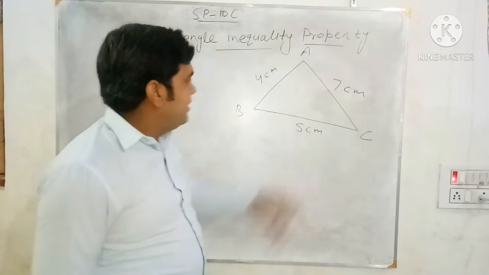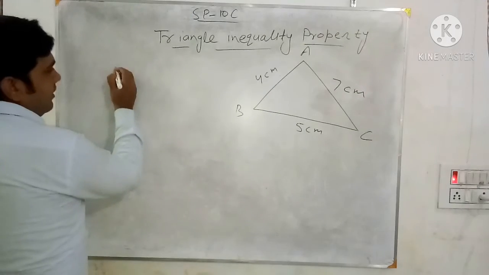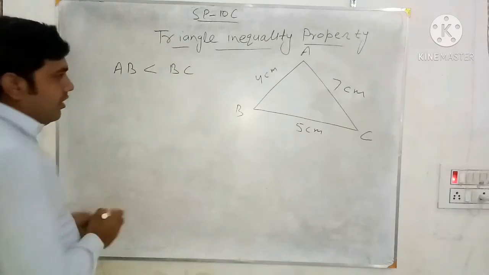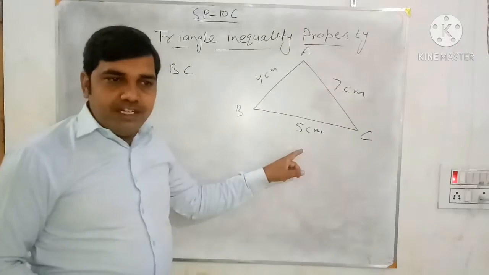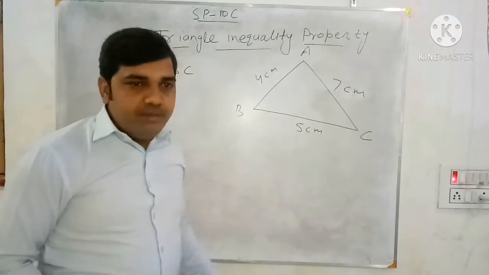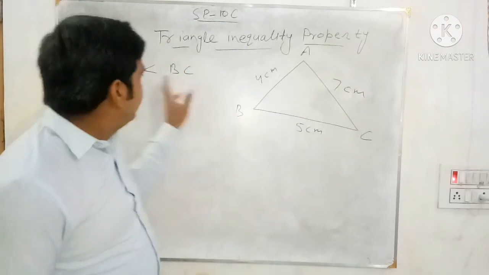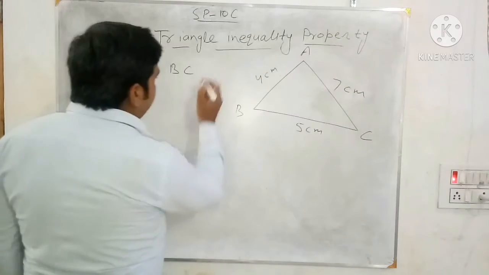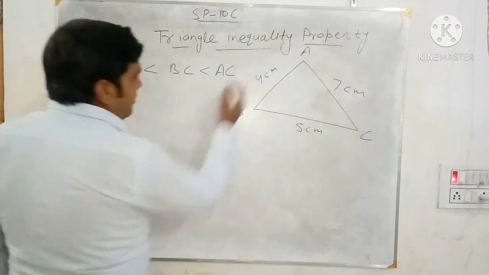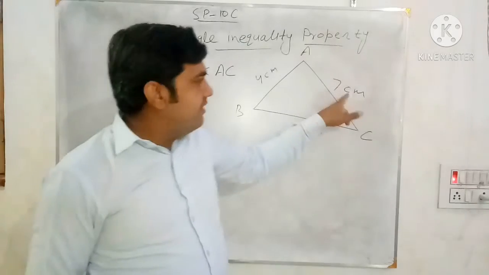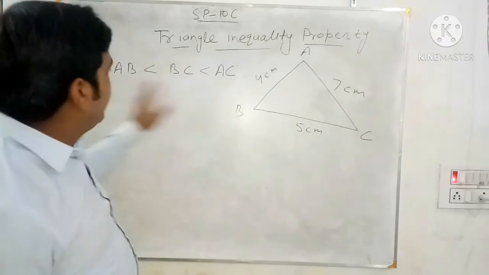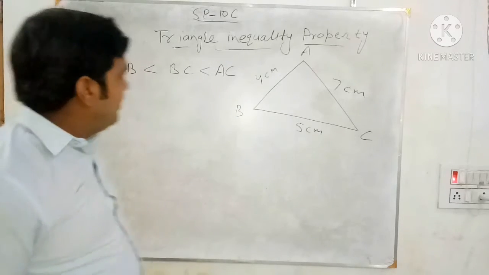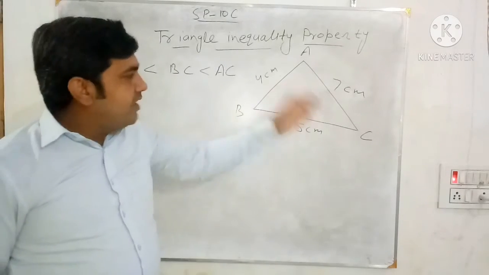Now we can do the comparison. AB is less than BC. This is the inequality. Side AB is less than BC, because 4 cm is less than 5 cm. 5 cm is bigger than 4 cm. So the length of side AB is less than the length of side BC. Similarly, BC is less than AC, because BC is 5 cm and AC is 7 cm. 5 is less than 7. So this is called the comparison inequality, a triangle in which the sides are not equal. Here we compare the sides of the triangle.